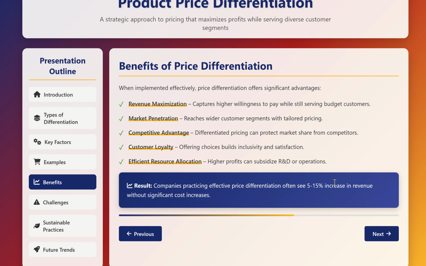Because every time you are innovating, if you have done your product price differentiation well, you're able to know that 10 ml is selling at this, 20 ml is selling at this, 100 ml is selling at this, and you're able to achieve the higher profits, and this higher profit can help you reduce the cost of research and development or other operations. And the end query is, companies practicing effective price differentiation will often see a 5 to 15% increase in revenue without any significant cost increases.